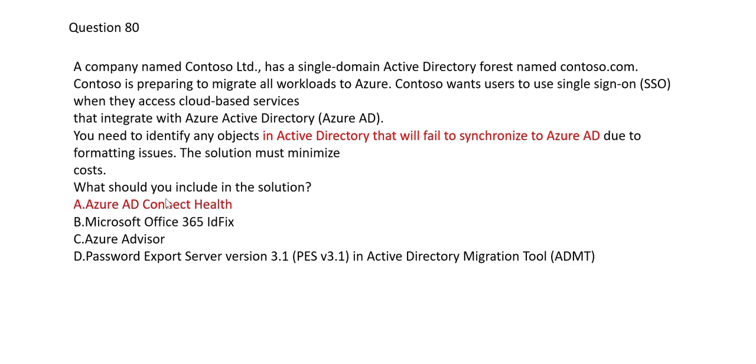So the first one is AD Connect Health. Like I told, AD Connect is required if you want to sync up the AD on-prem with the AD on Azure. Now, Connect Health is a monitor, I'd say, that is installed on the target. Okay, so if the sync up is happening from on-prem to Azure AD, then it will be installed on Azure AD. If the sync up is happening vice versa, then it will be installed on-prem. But this will not help you identify the failed objects.